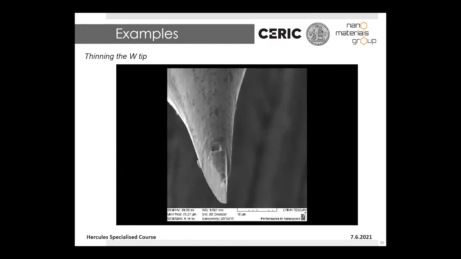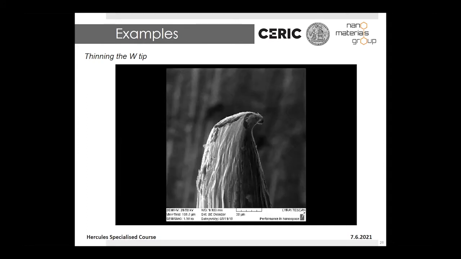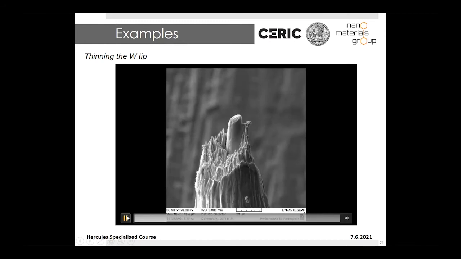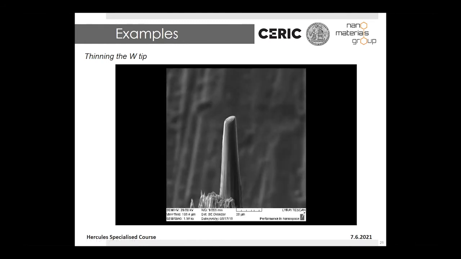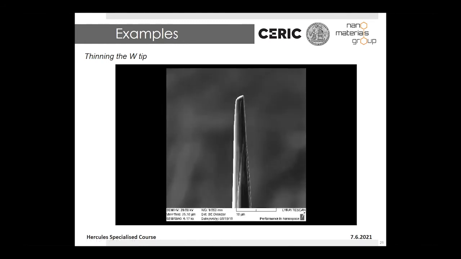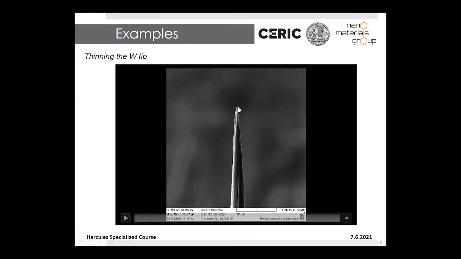Unfortunately, such a prepared tip is still too thick. So here you can see one more time how it's cut on the upper part. It's again a tungsten tip. So we thin it to a very, very sharp tip. It was about a few nanometers at the top. So you can use it later on for nano manipulation again.